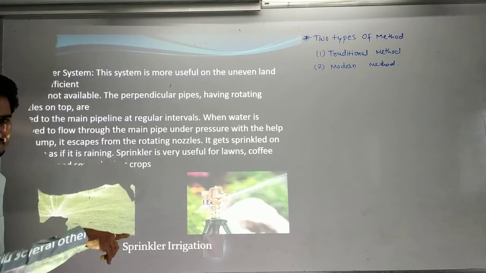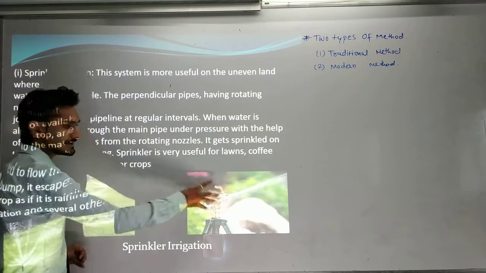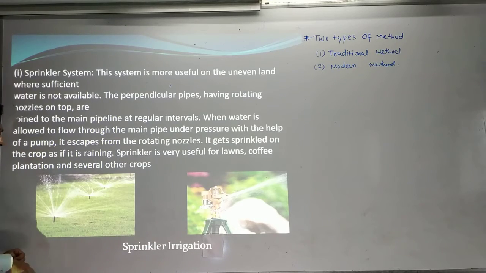These are the pipes that are continuously moving like that. Okay, have you ever seen this in your village, or have you ever seen it on the farms? Then you can send the photographs, or you can send the video for it. Okay, don't worry about that.